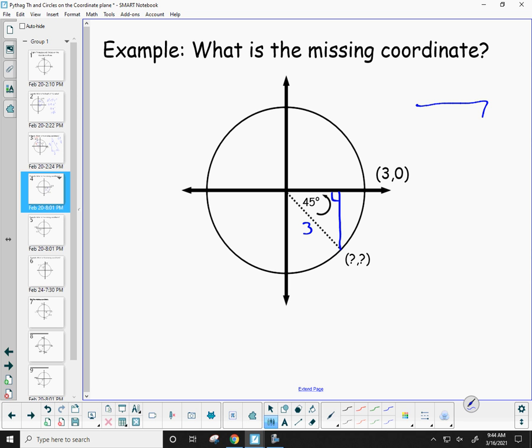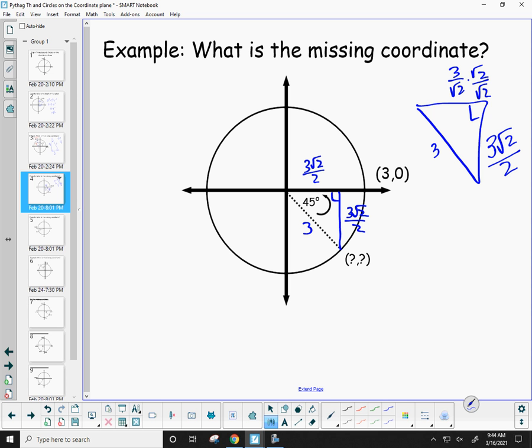Right? I have my hypotenuse. So I'm going to have to divide by a radical 2. So if I divide by a radical 2, I'm going to have to rationalize my denominator. And what do we get? 3 radical 2 over 2. For both of them, right? So this is 3 radical 2 over 2. This is 3 radical 2 over 2.